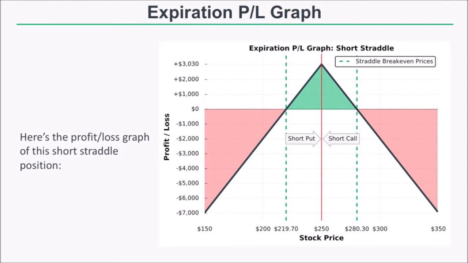Our break-evens for this trade are going to be the strike price that we sold, which is $250, minus the credit of $30.30, and also plus the credit of $30.30.